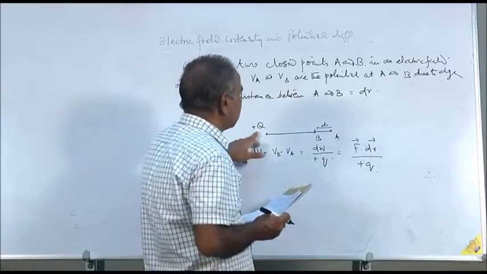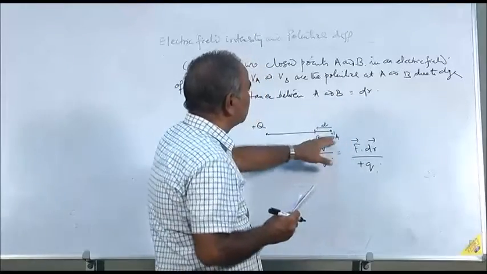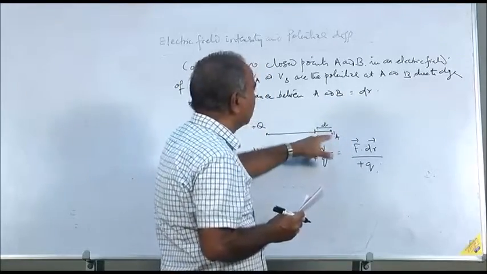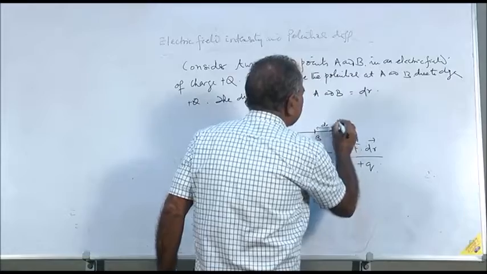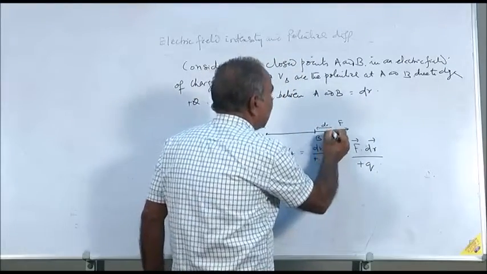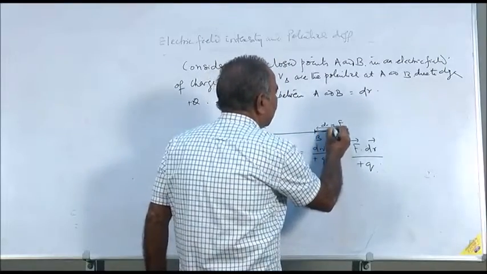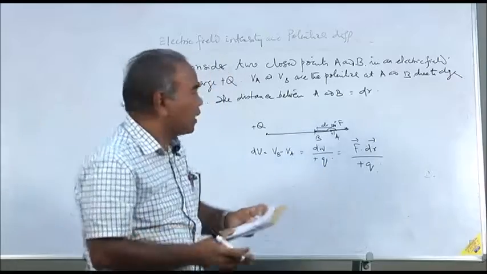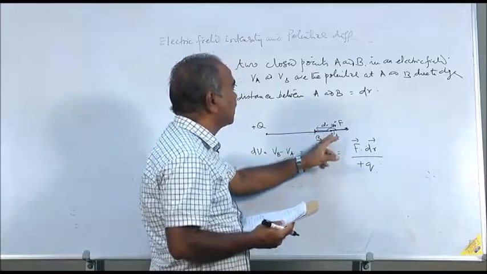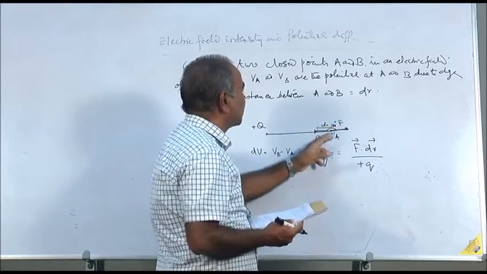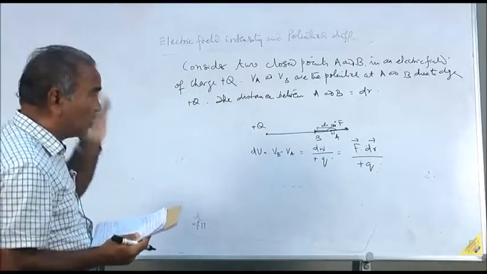You see, this is the positive charge plus Q, and here we have kept a unit charge, plus q. This charge will repel that charge, and it will experience a force in this direction. So, the force acting on this body is along this direction, whereas displacement is occurring along this direction. The angle between them is 180 degrees. They are anti-parallel. We are taking displacement from A to B, where the force acting at point A is in the opposite direction.